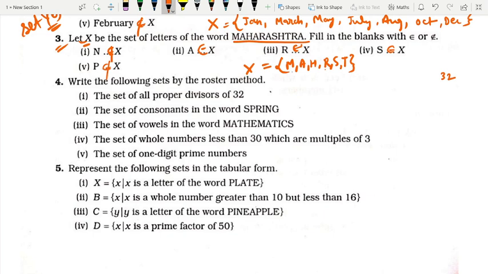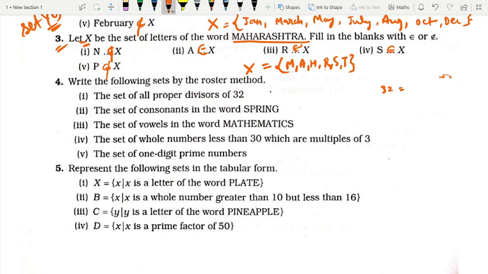32 divisor. So we can write down 32 as you have done in the class 5th. We need to write down the 32.